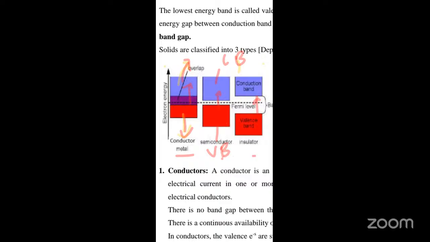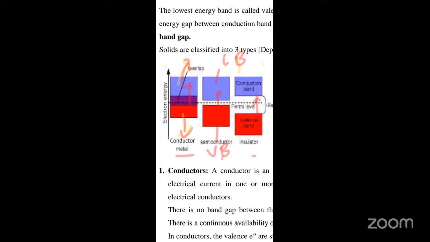The valence band is filled with electrons or half filled with electrons. The conduction band is an empty band, or half filled, or partially filled with electrons. When these two are arranged with some energy level gap, based on that we have to divide the various materials.